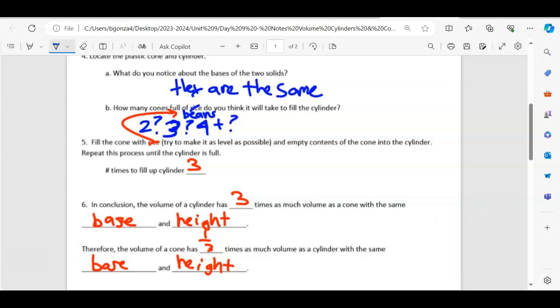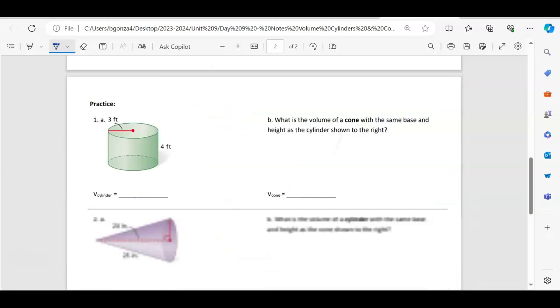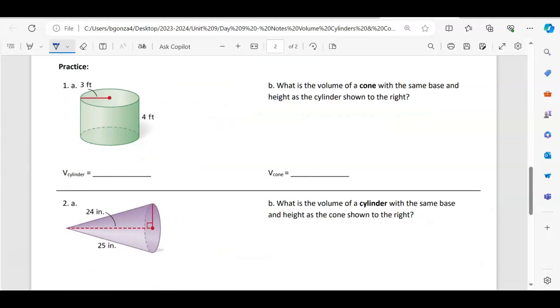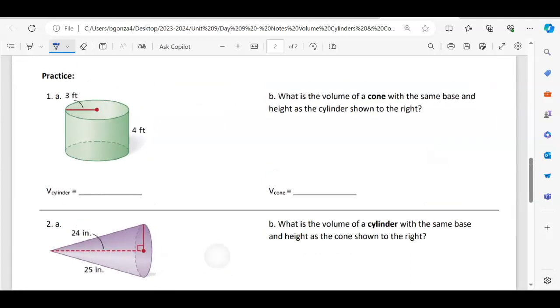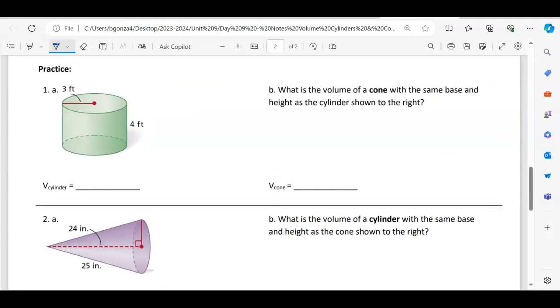let's do this. On the back. Y'all ready for the back? Flip it over. All right, number 1. What is that shape? Y'all know that's a cylinder when it looks like a can?